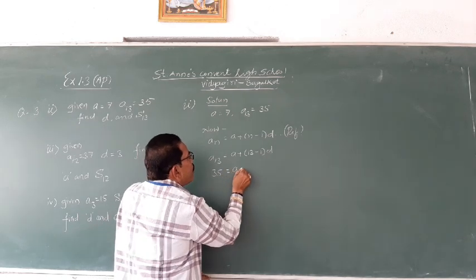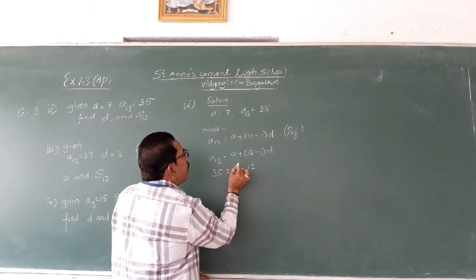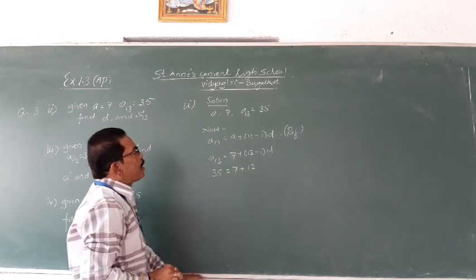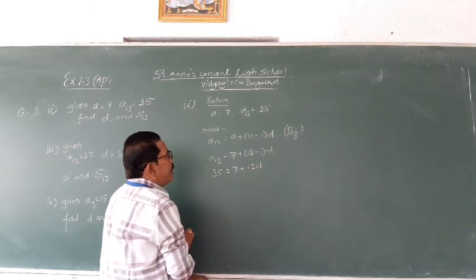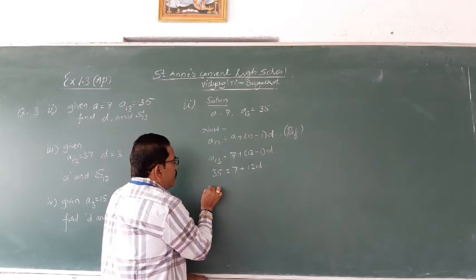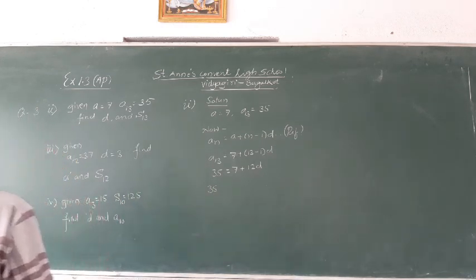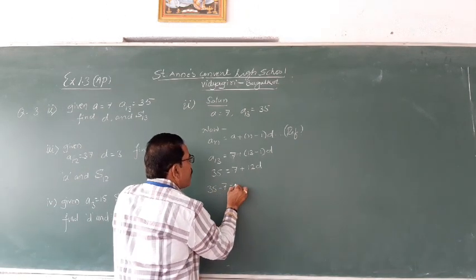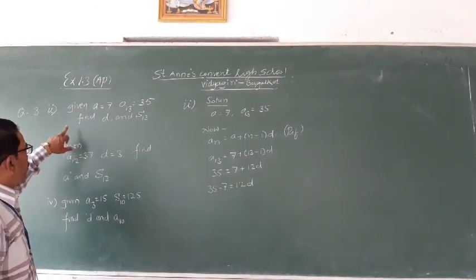So, a is 7. 7 plus 13 minus 1, that is 7 plus 12d. Okay, 35 minus 7 equals 12d. See what we have done.